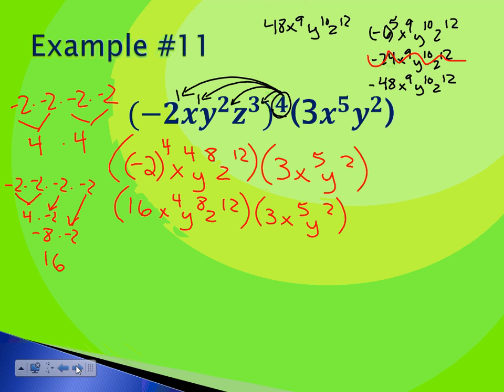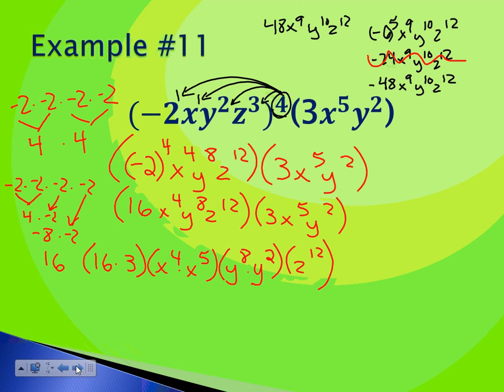It's all being smushed together. There's no sign, so let's group it. I'm going to group the 16 with the 3. I'm going to group the x to the 4th with the x to the 5th. I'm going to group the y to the 8th with the y. And I'm going to group the z to the 12th by itself. And when we multiply powers, we add the exponents, okay? So 16 times 3 is 48. This becomes x to the 9th, y to the 10th, z to the 12th.